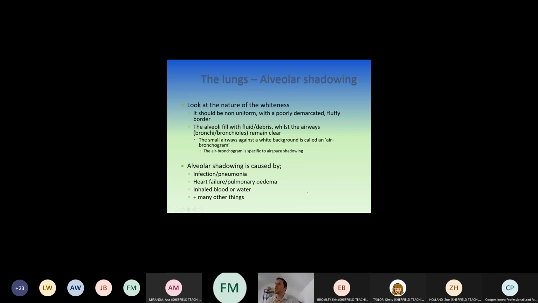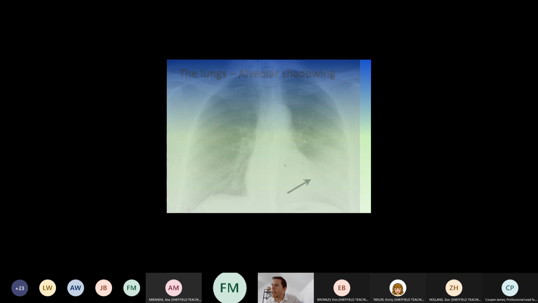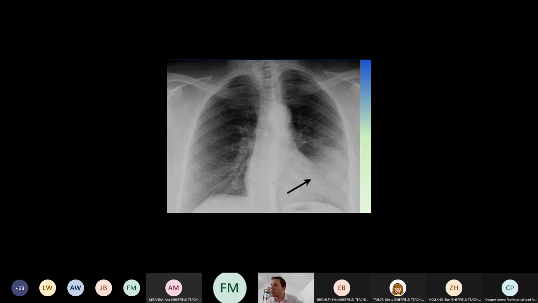Okay, so what does consolidation look like? We don't get many straight lines with consolidation. The textbooks tend to say it looks like cotton wool, so it's fluffy, it's ill-defined, it's poorly demarcated, and we get something called an air bronchogram, which I'll come on to in a couple of minutes. So if we look at this, this is consolidation. There's no straight lines here. It's fluffy, it's ill-defined, it's patchy, it's white. Consolidation is always white on a chest X-ray.